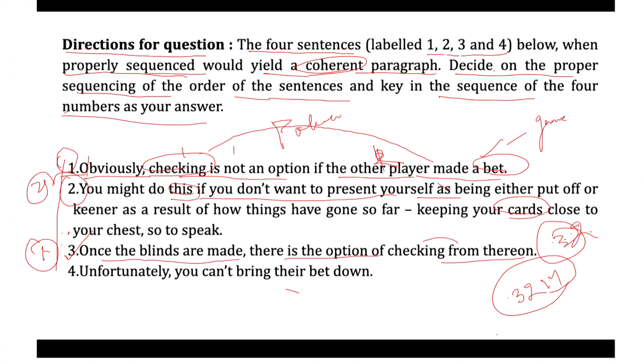And look at the fourth. The fourth explains the consequences of the situation mentioned in sentence one, adding that you can't reduce the other player's bet. It provides a practical aspect to the situation and completes the paragraph. Hence, you can say the answer should be 3, 2, 1, 4. I hope you are clear with this.